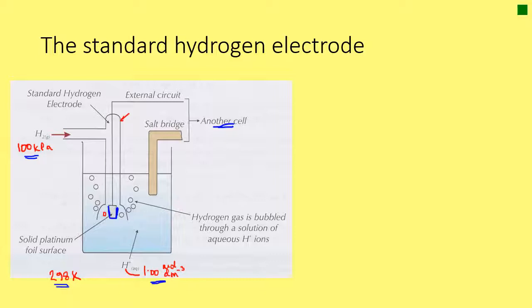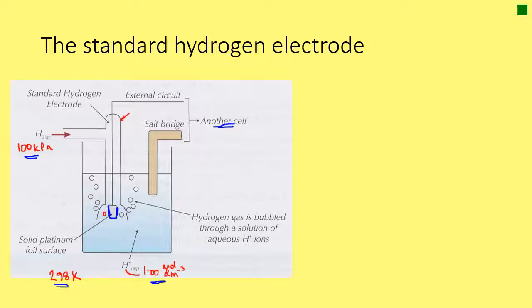The hydrogen ions, and any other solution, need to be 1.00 mole per decimeter cubed concentration. So that's another standard condition. 1.00 mole per decimeter cubed is the concentration of any solution you use, and the temperature that it needs to be at is 298 Kelvin, which is about 25 degrees Celsius. Okay, what happens is the hydrogen gas comes past a platinum electrode.